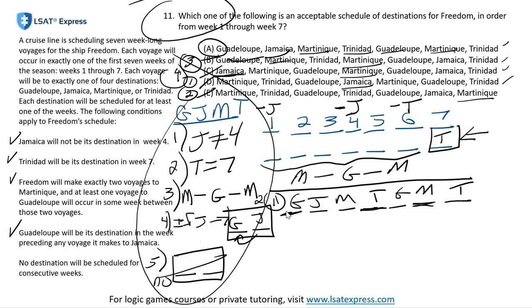Now we'll look over here on the rules in the column on the left, anything we didn't put in the diagram. Rule 1, taken care of. Rule 2, taken care of. Rule 3, the MGM, we talked about that. Rule 4, if J, then there's a G on the left. All right, I have a J in slot 2. I have a G in slot 1, so that is absolutely fine. And 5, no consecutive letters. G, J, M, T, G, M, T, no consecutive letters.